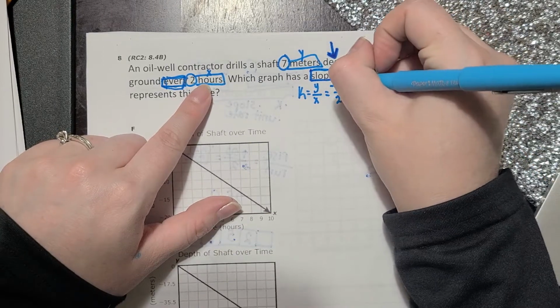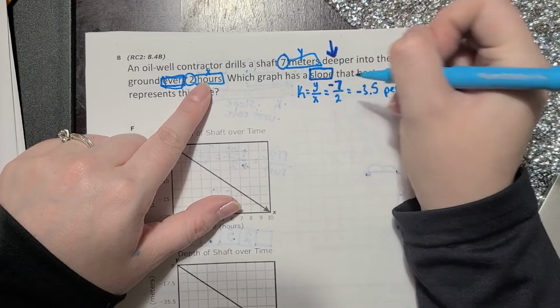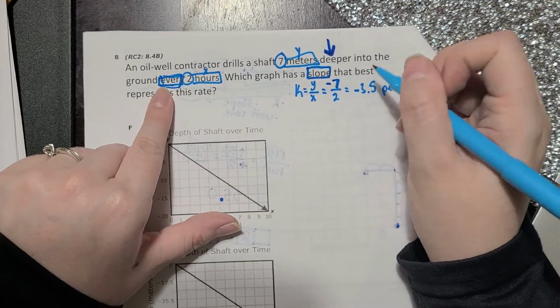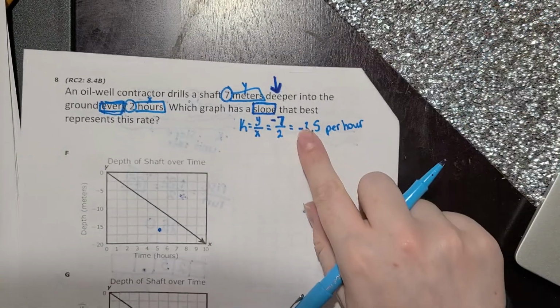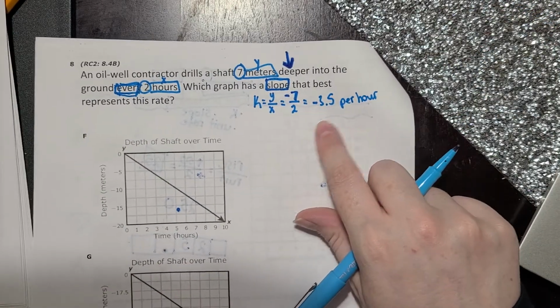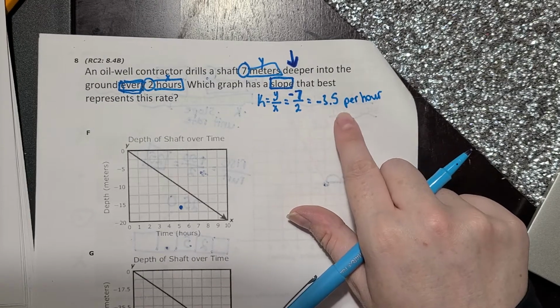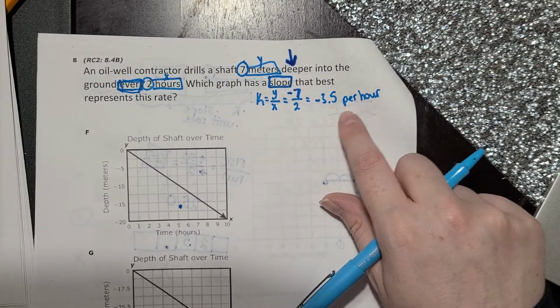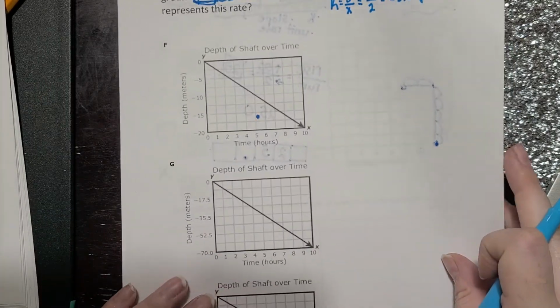So I plugged in 7 on top. It's negative because moving deeper means we're going down, in every 2 hours. So negative 7 divided by 2 is negative 3.5. So our unit rate, we're looking for a graph that's going down negative 3.5 units or meters per hour. So we're going to go match some graphs.